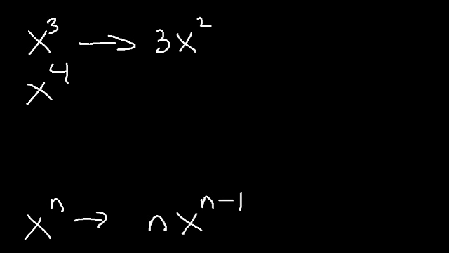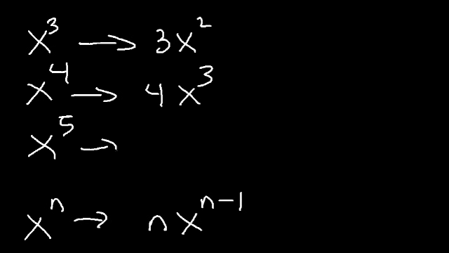So let's say you have x cubed. What is the derivative of x cubed? You can use the power rule. The derivative of a function x to the n is nx to the n minus 1. So it's going to be 3x squared. The derivative of x to the fourth is 4x cubed. x to the fifth, 5x to the fourth. So knowing that, go ahead and find the derivative for the following functions.